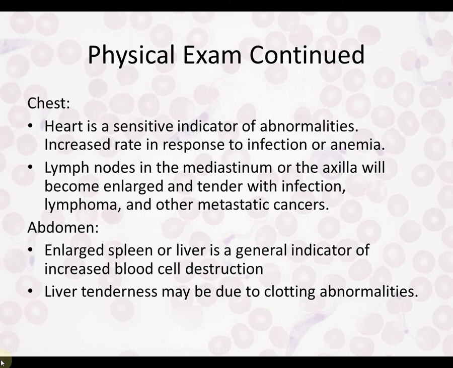In your abdomen, an enlarged spleen, splenomegaly, or the liver, hepatomegaly, is a general indicator of increased blood cell destruction, the cause of which must be identified by you. Liver tenderness may be associated with clotting system abnormalities, and further blood studies are warranted whenever a complaint of abdominal tenderness is found.